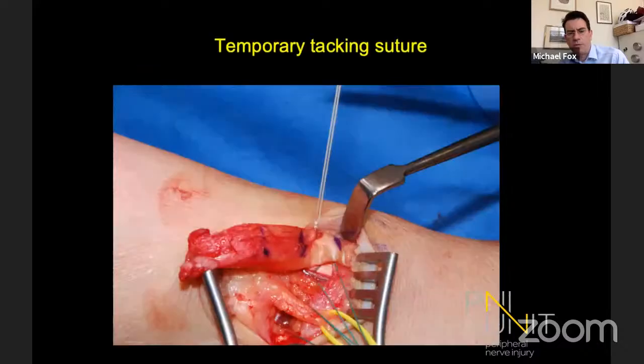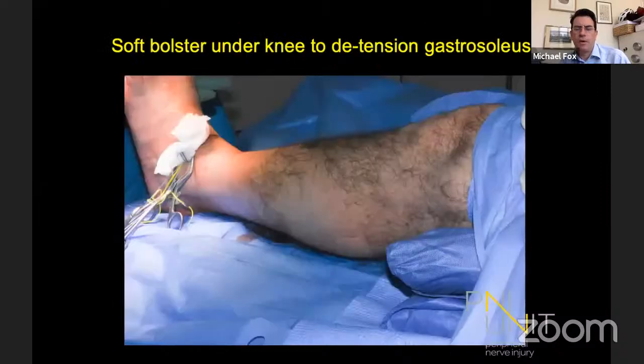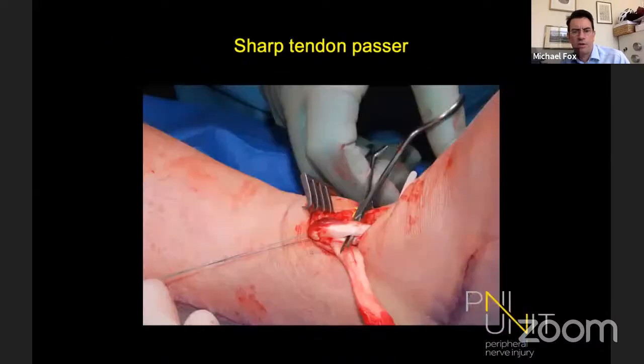I tack it onto the top on the back, close these wounds, and take out the bolster so that you then have a better line of pull. And at this point, this is where you need two assistants. I put a bolster under the knee, and that's to take the pressure off the gastrocnemius force passing across the knee joint. And that allows your assistant to better dorsiflex.